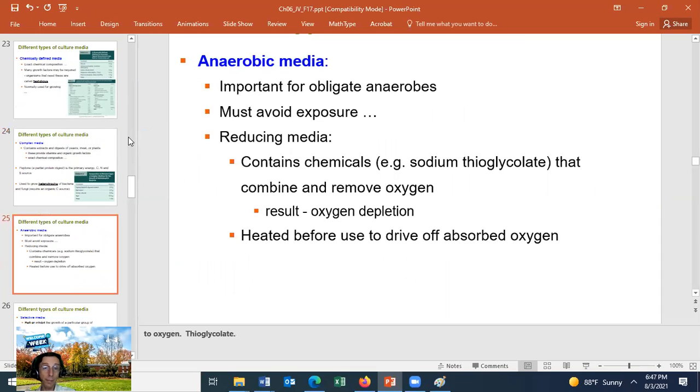There's also anaerobic media. An anaerobic media is one that we use for growing obligate anaerobes. These are organisms that must avoid exposure to oxygen. And anaerobic media can also be called a reducing media because it has a chemical that reduces, like sodium thioglycolate, that combines and removes oxygen from the media. And so the reducing media will be oxygen depleted, at least at the bottom of the tube. And you heat that media before using to drive off any absorbed oxygen from the media.